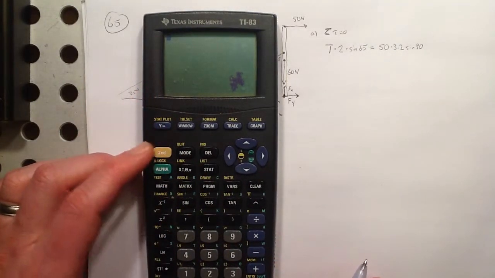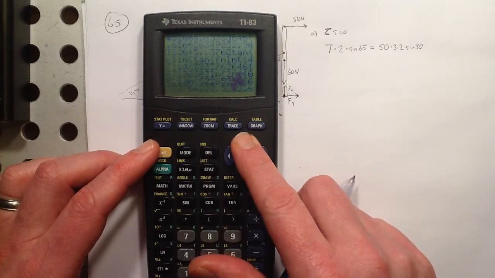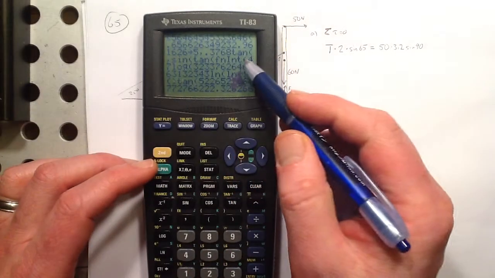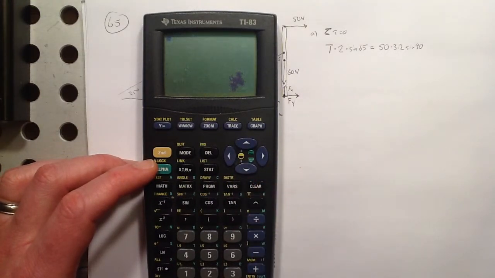Looks like one of my children is playing with my calculator. Look at that. That's funny. Woo! Crazy children. Look at that. They're doing some crazy stuff there. Let's get rid of that.